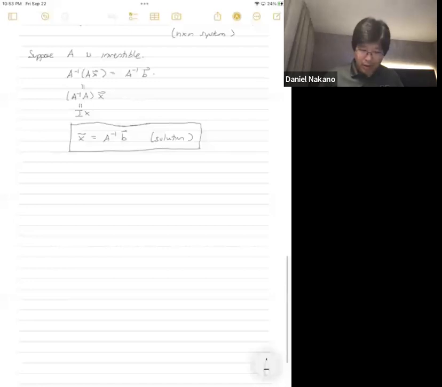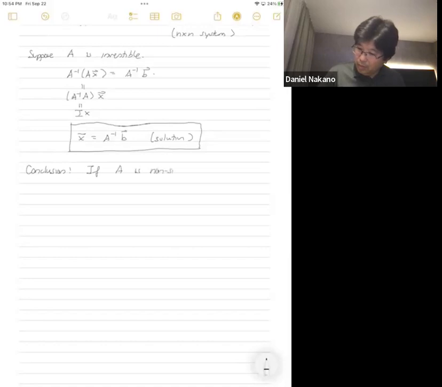So here's the solution. Whenever A is invertible, then you have a unique solution, namely A inverse times B. Let me just summarize. So this is the conclusion. If A here is non-singular, namely invertible, then AX equals B has a unique solution, namely, X equals A inverse times B.